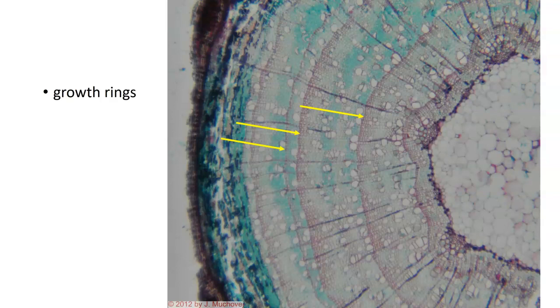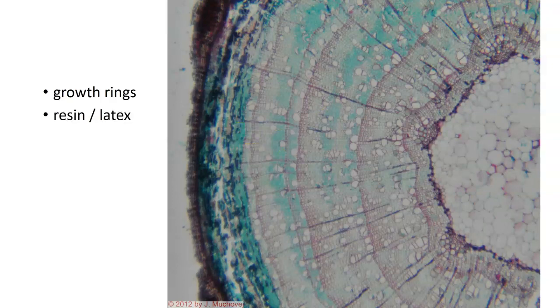In this particular case, probably what happened is there was a drought or something else at that time of the year, and it came up looking like this. So we can see these growth rings, and when we look at wood, we often look at the growth rings because it gives us an indication of the age of the plant. It also gives us an indication of the health of the plant.